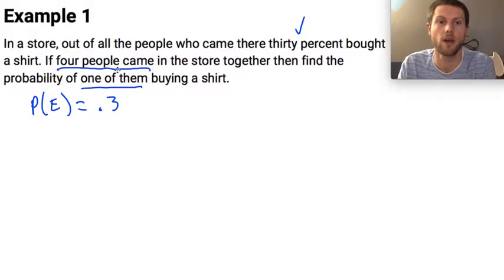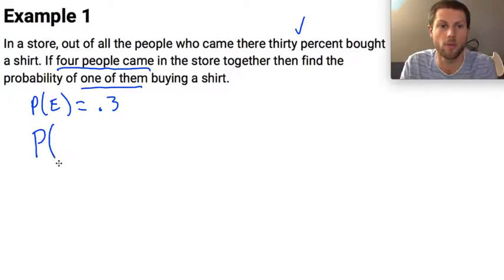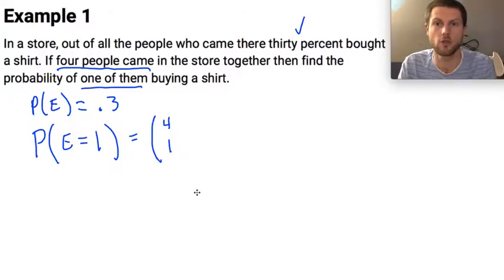Now I've got 4 people that come in, and I want to know how many different ways one of them can buy a shirt. So if I take a look at the binomial probability equation I saw before, I want to know the probability of the event occurring exactly one time, since I want to know one of them is going to buy the shirt out of 4. And since I've got 4 people to choose from, I want all the different ways one person out of 4 can buy that shirt. And so my n choose r is going to be 4 choose 1.